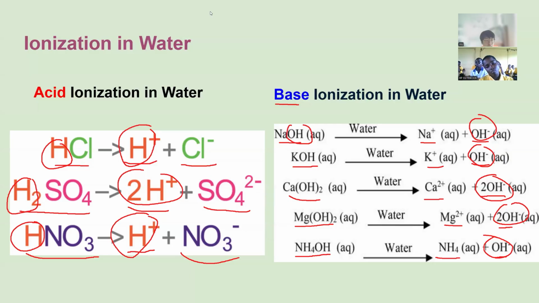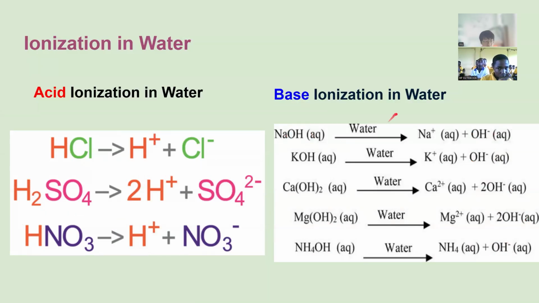And I think most of the questions you will see in the BEC exam, those will contain OH. Whatever contains OH would be a base. And whatever has H in front and separates into hydrogen ion and another anion, then it'll be an acid. So remember these two.